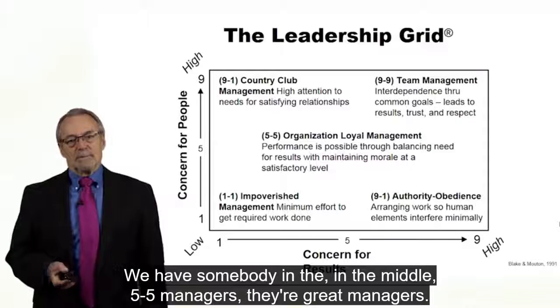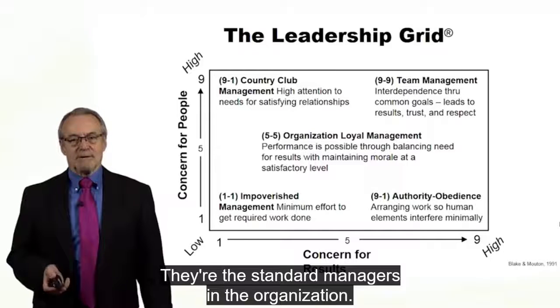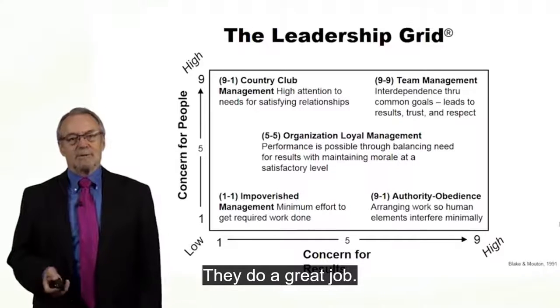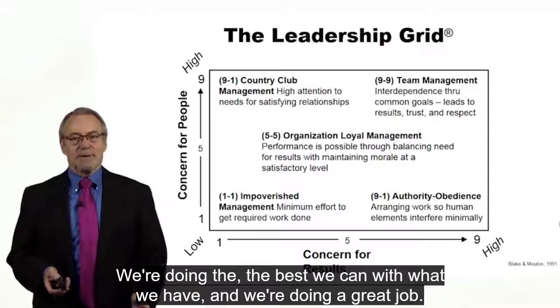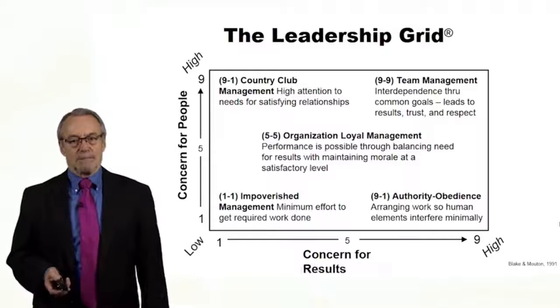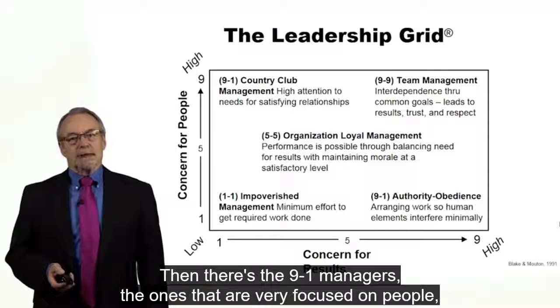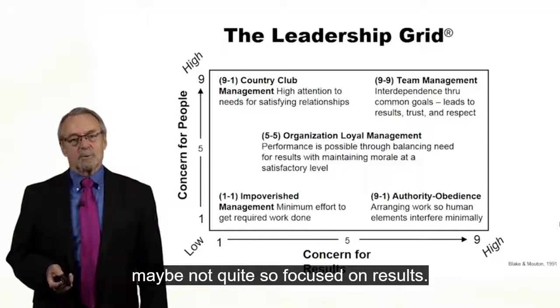We have somebody in the middle, 5-5 managers. They're great managers. They're the standard managers in the organization. They do a great job. Most of us fall in that area. We're doing the best we can with what we have, and we're doing a great job. Then there's the 9-1 managers, the ones that are very focused on people, maybe not quite so focused on results.